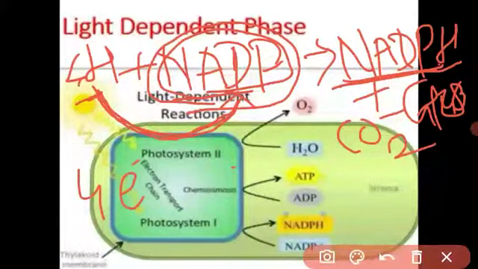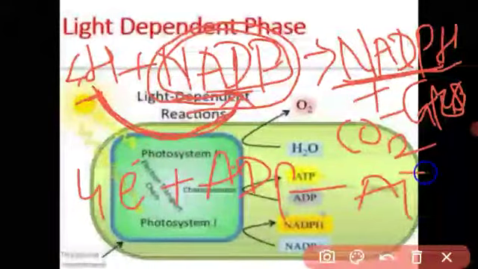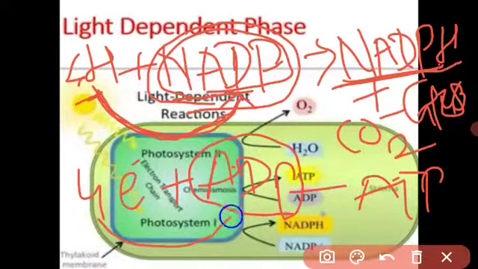And next are the 4 electrons. These 4 electrons convert the ADP into ATP. ATP is adenosine triphosphate. ADP is adenosine diphosphate. This ADP is already present in the inactive form in the plant. But when the electrons are activated, the ADP converts into the ATP.